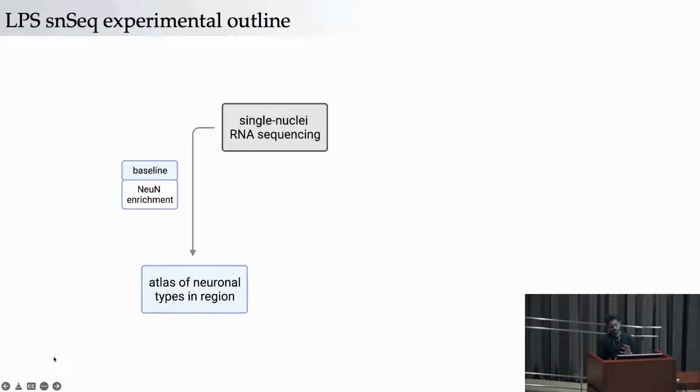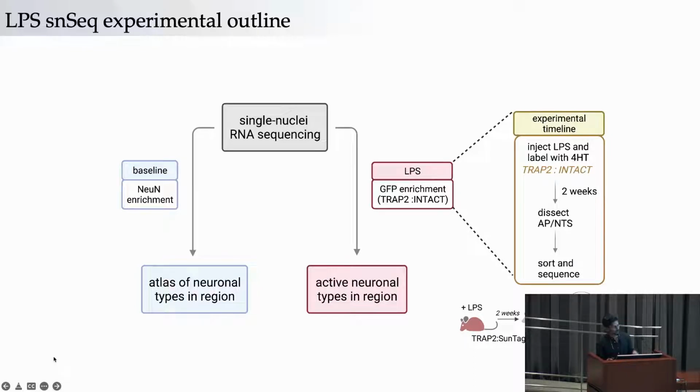to identify which cell types in this region might be mediating this sickness response. So to do this, we used single nuclei RNA sequencing. And we first did a baseline sequencing of this region to get an atlas of the general types. And then we used an activity-based sequencing with the TRAP2 mouse line, which allows for CFOS-based tagging of cells so that we can express a nuclear GFP marker in LPS-activated neurons, then go cut out the region, sort out these cells, and sequence those cells specifically to ask which cells are specifically enriched as LPS activated.